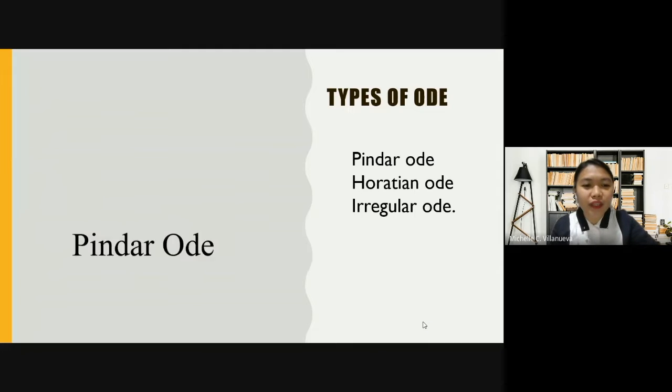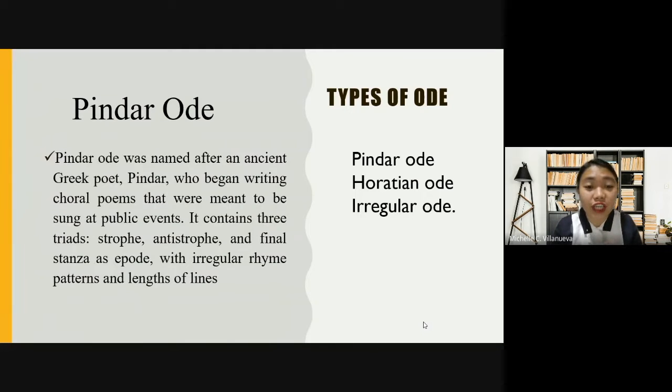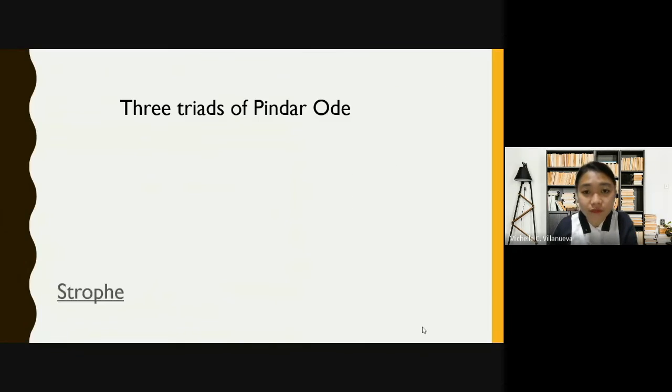Okay, so the Pindaric ode was named after the ancient Greek poet Pindar, who began writing choral poems that were meant to be sung at public events. It contains three triads: the strophe, the antistrophe, and the final stanza, the epode, with irregular rhyme pattern and length of rhyme. May, can you read the strophe?